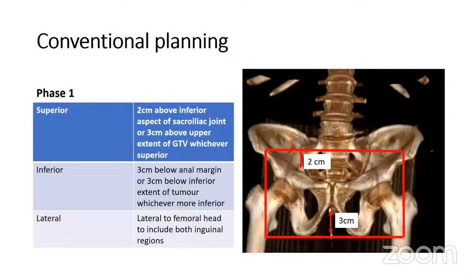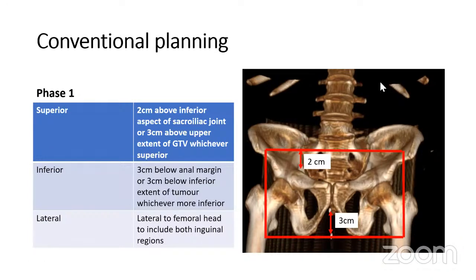So if you see phase one, the borders for anal canal tumor, superiorly we see the inferior border of the sacroiliac joint, mark it, and then go 2 centimeters above it, and that marks the upper border of the volume. That would cover your internal iliac and external iliac nodes, because as I said, the common iliac divides at the level of the inferior aspect of the sacroiliac joint into the external and internal iliacs. So giving a 2 centimeter margin above the inferior aspect of the sacroiliac joint would adequately cover your internal and external iliacs in the upper level.